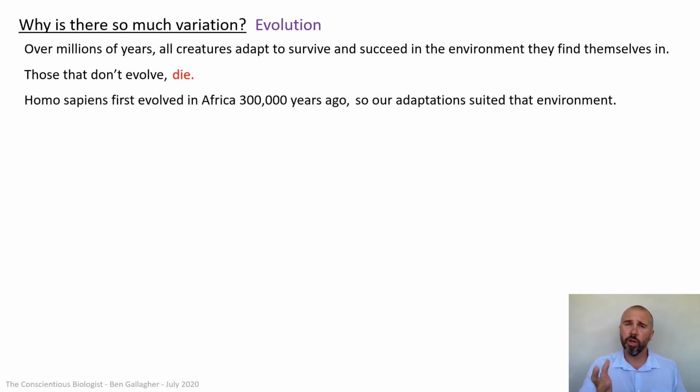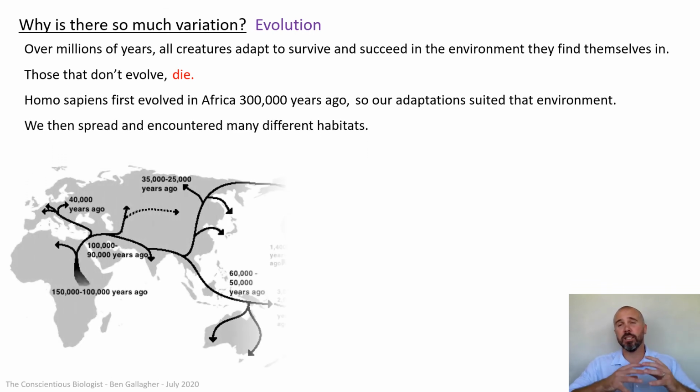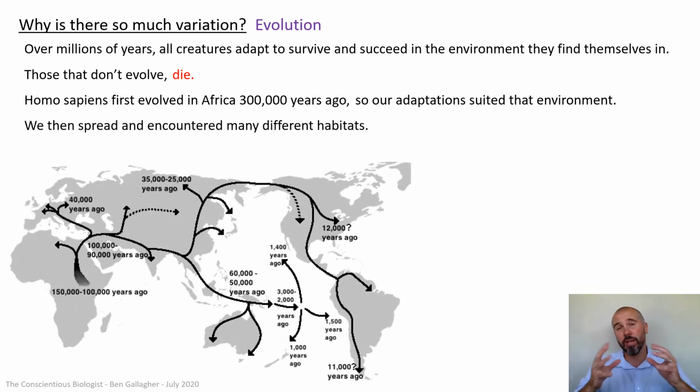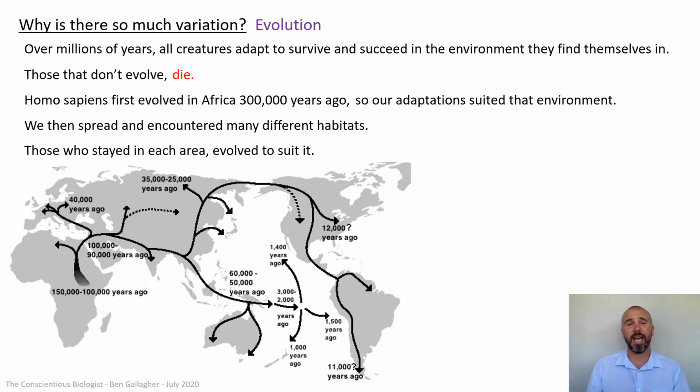We know that Homo sapiens first evolved in Africa about 300,000 years ago. So we first adapted to suit that environment. But we then spread around the world. Here's a map showing the migration routes that humans and hominids took over those 300,000 years. And we spread out everywhere and went into loads and loads of different habitats. And those who stayed in each area evolved to suit that one. Those that moved on evolved to suit a different area.